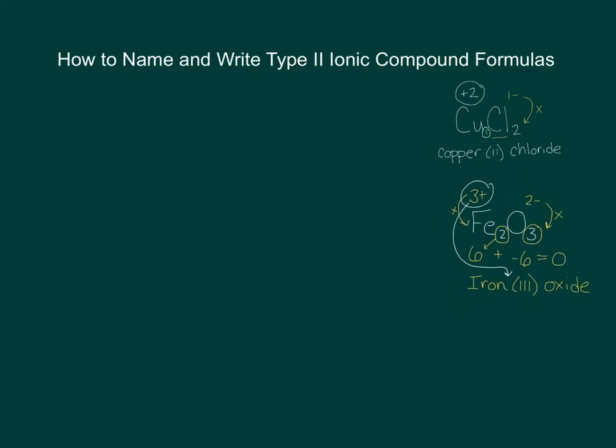Let's do something different. What if we already know the name of the compound and we're trying to write the formula? That's actually probably significantly easier than what we were just doing. So here's a name. What if we had something like cobalt 3 sulfide.